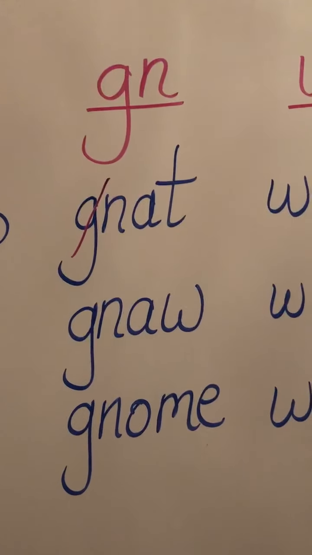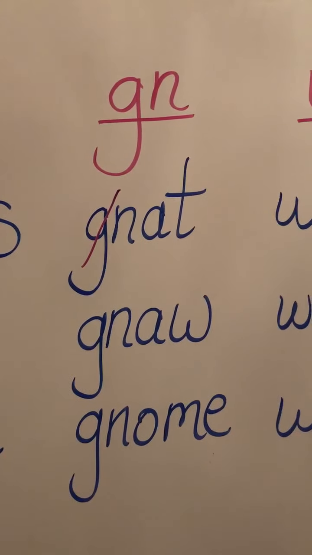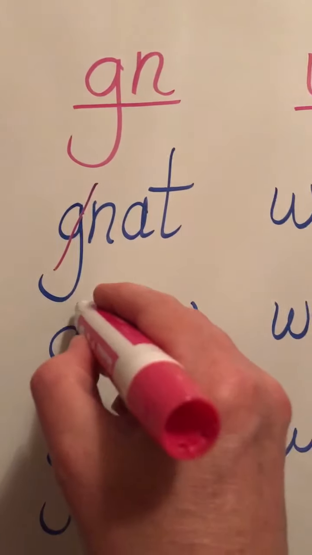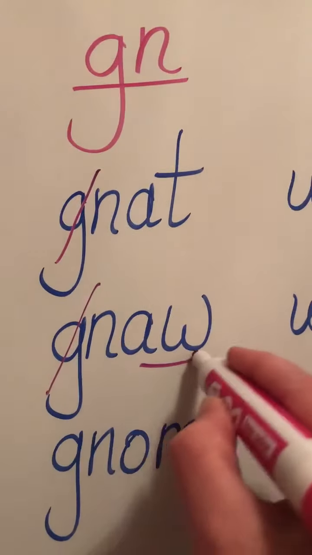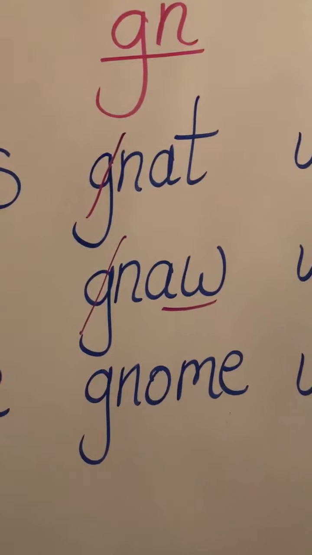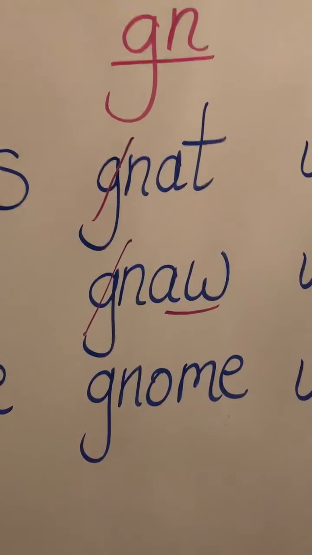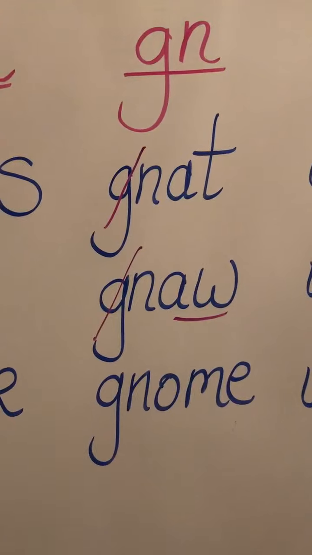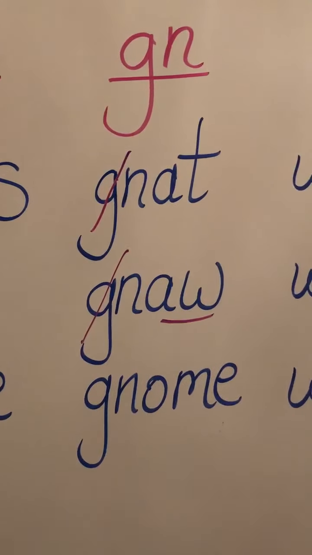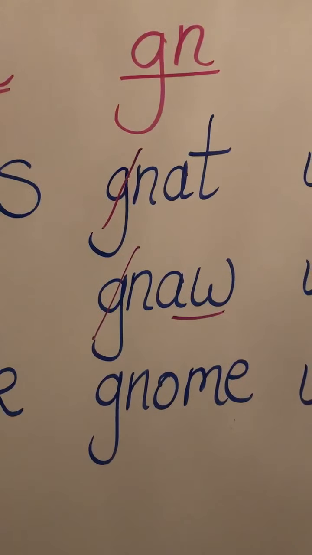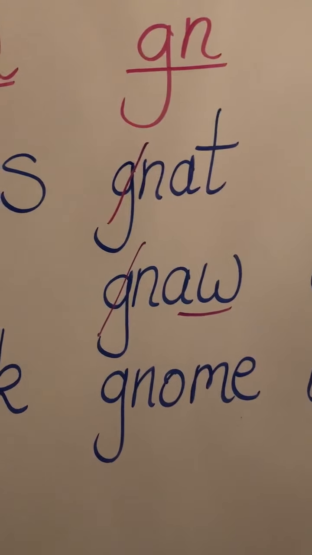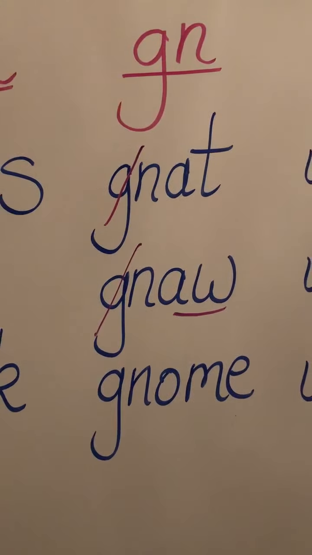Okay, the second one, now that we know that the G is the silent consonant, I'm going to mark that one out. What do you think this word would be? This is the ah sound. So it's n-ah, gnaw. The G is silent, gnaw. Okay, to gnaw means to chew at something, to chew on something, to gnaw.